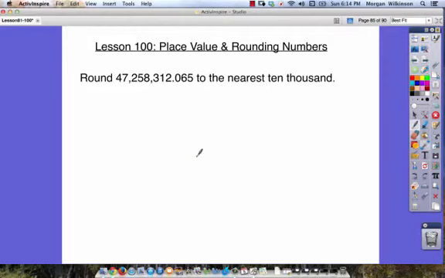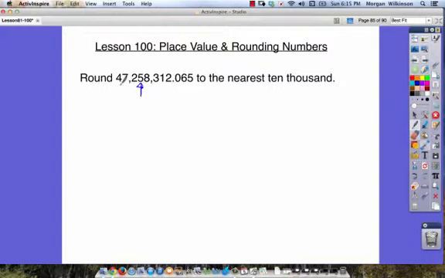Lesson number 100 is a review of place value in rounding numbers. Now, our first problem, we only have 3 problems today, and this is a pretty quick lesson, is to round 47,258,312 and 65 thousandths to the nearest 10,000. Well, 10,000, that's right here. And if we're looking at our 10,000 position, that's a 5.